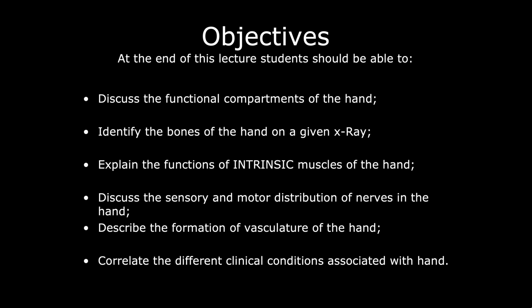Then we'll be learning about the intrinsic muscles of the hand, their attachments, their functions, and their nerve supplies, and their close association with the extrinsic muscles of the upper limb. Then we'll be learning about the sensory and motor distribution of the peripheral nerves coming to the hand, and then we'll look into the formation of the superficial and deep palmar arches and their areas of supply through different digital branches. And last but not least, we'll try to establish some clinical correlates with these normal structures of the hand.